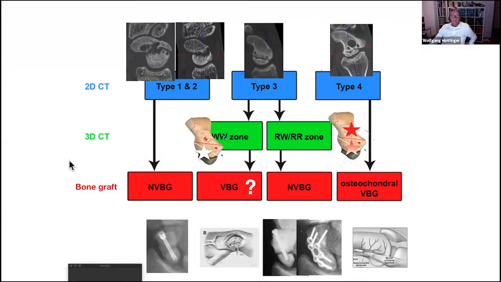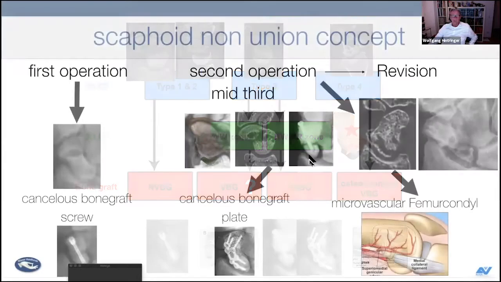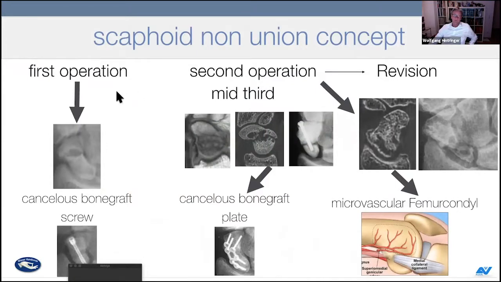And again, you know already this type of classification which leads us to non-vascularized, vascularized, or osteochondral vascular bone graft. In our house, we make it a little bit easier. In the first operation, we always use the Herbert screw with a bone graft. That's our method we do in the first operation.